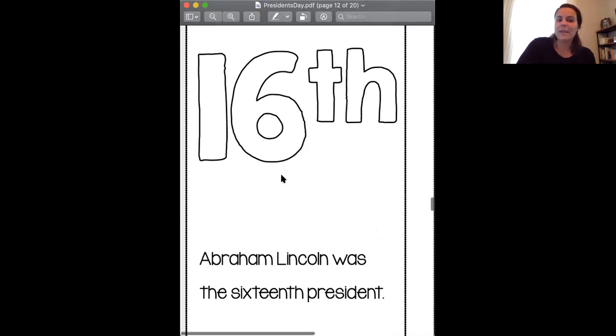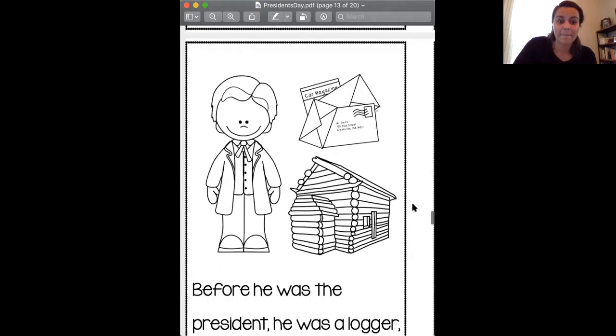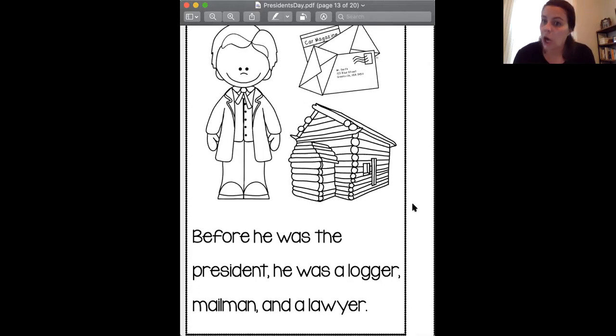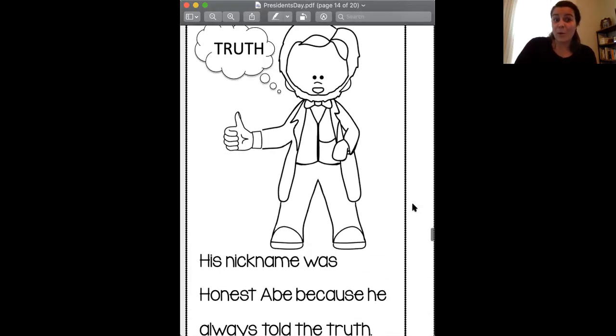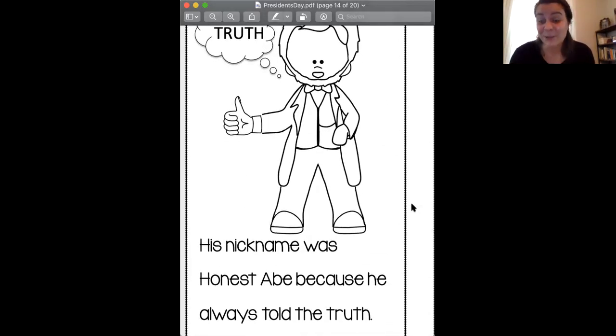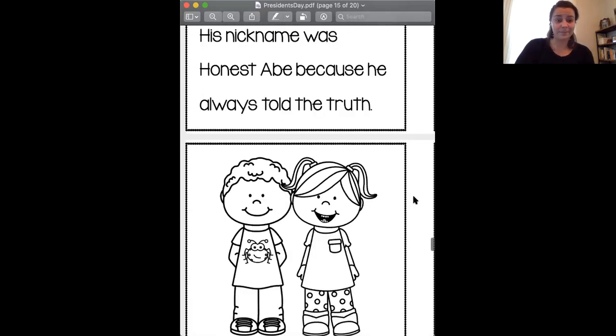Abraham Lincoln was the 16th president, 16th. Before he was president, he was a logger, a mailman, and a lawyer. So logger, you can build log homes. You see a log home right there. A mailman and a lawyer. Wow, he had a lot of jobs. His nickname was Honest Abe because he always told the truth. Now, George Washington, everybody liked. They said, thumbs up, he's awesome. And with Abraham Lincoln, they called him Honest Abe because he was so honest. That's a good quality to have, huh?